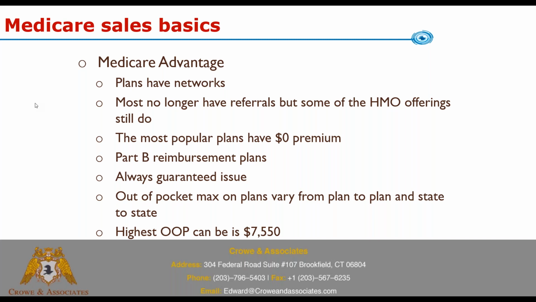But keep in mind, some states have plans that are much lower than that. For example, California has counties with plans where the out-of-pocket max is $800 a year. In states like New York and Connecticut, they tend to be higher, $6,700 or sometimes $7,550. But in some states, the out-of-pocket max can be incredibly low.